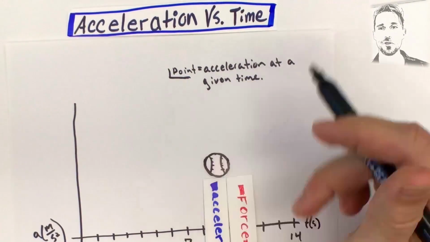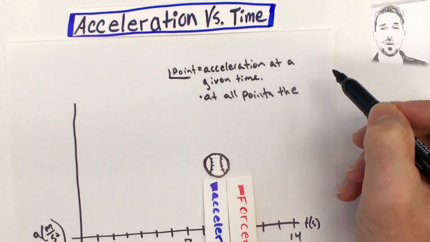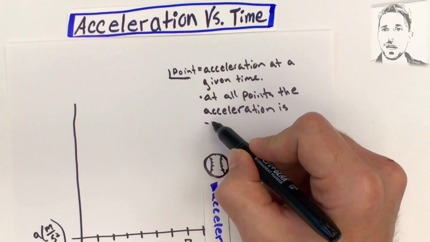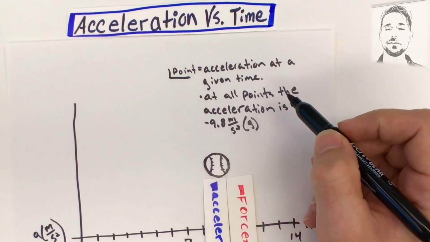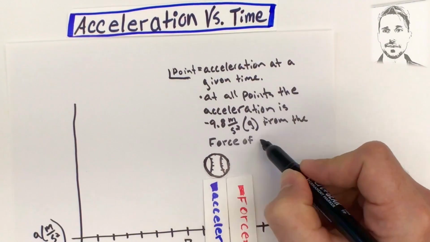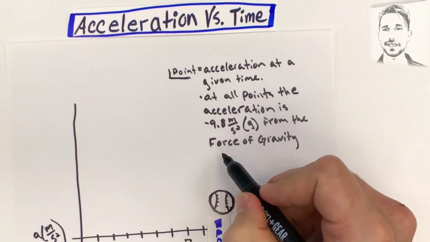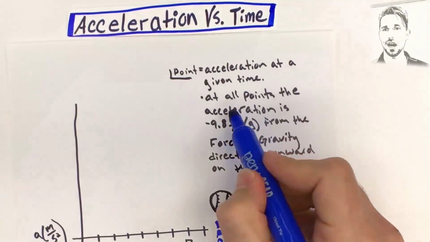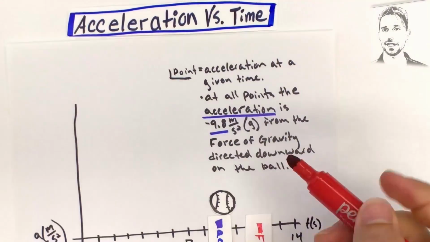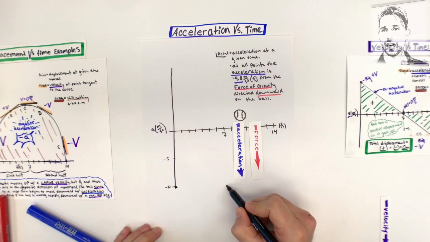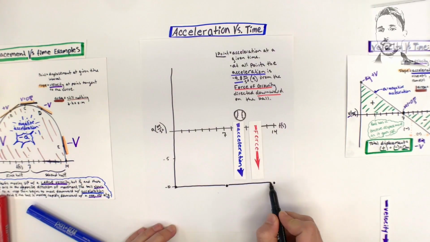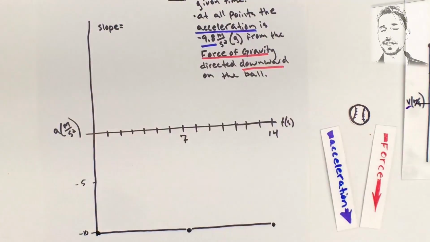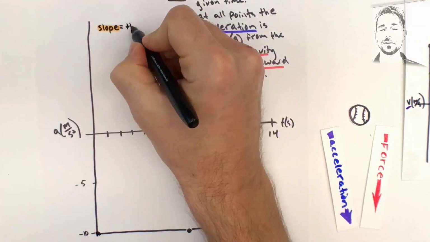And at all times, the force of gravity is going downwards. So the acceleration is also going to be pointing downwards due to gravity on this ball. So at all points, the acceleration is negative 9.8 meters per second squared, which is g. And that's from the force of gravity acting on that ball. And gravity always directed downward when we're looking at objects typically falling towards the earth here. And so the acceleration is constant at all times, about negative 10. So at all points, the acceleration is going to be negative 10 meters per second squared.